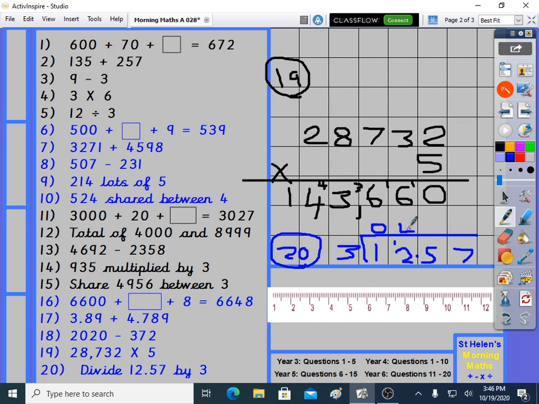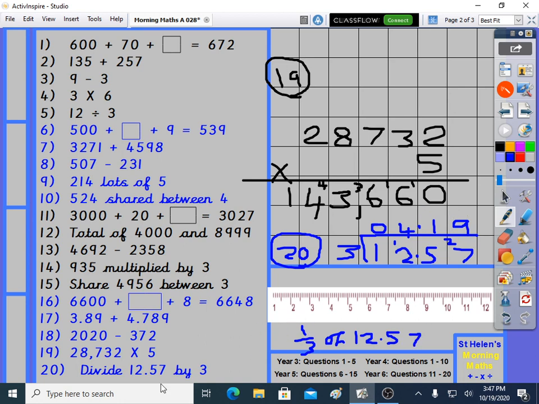3 into 12 is 4. 3 into 5 is 1, carried a 2. And 3 into 27 is 9. 4.19. That makes sense. 19 is a third of 57. 4 is a third of 12. You're finding a third of something, you know, if you divide by 3. It's the same as finding 1/3 of something. So that question 20 could be written 1/3 of 12.57, and it would be the same answer, 4.19.